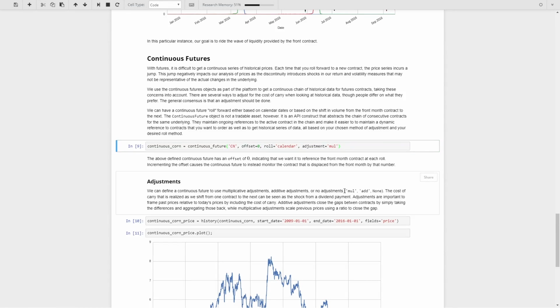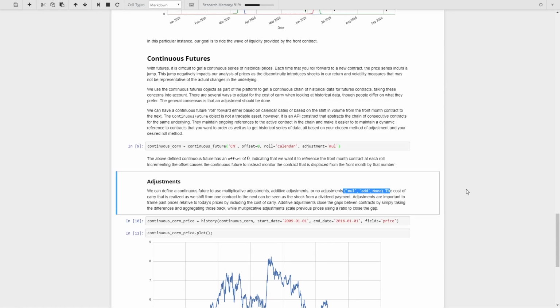So what these adjustments do is they basically truncate this cost of carry. They include the cost of carry in the past as of today so that we can have this continuous price series with no jumps. We need these adjustments in some way or another in order to frame past prices relative to today's prices.